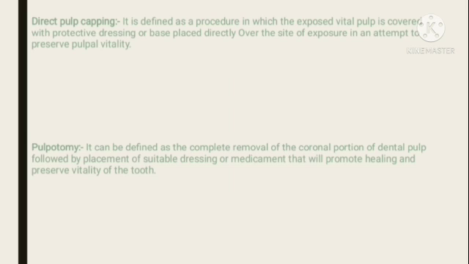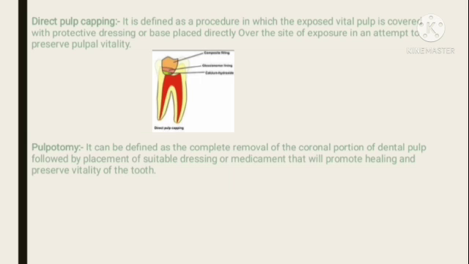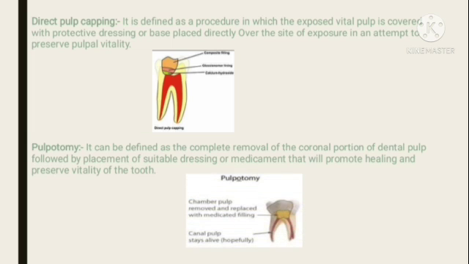Direct pulp capping. It is defined as a procedure in which the exposed vital pulp is covered with protective dressing or a base placed directly over the site of exposure in an attempt to preserve pulp vitality. Pulpotomy. It can be defined as the complete removal of the coronal portion of the dental pulp, followed by placement of suitable dressing or medicament that will promote healing and preserve vitality of the tooth.